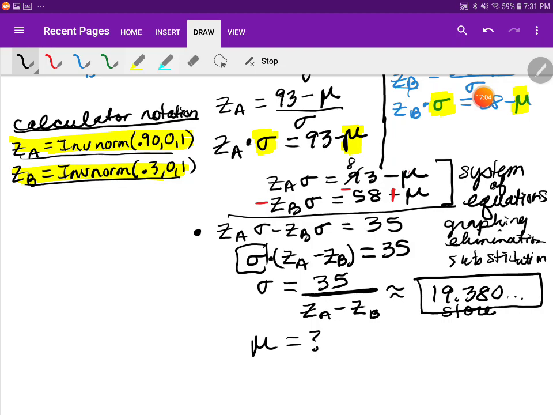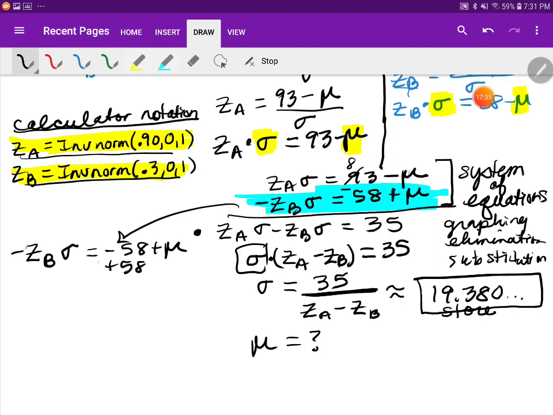So how am I going to find mu? Well, do you have any equation that has two letters? So let me highlight this in blue for you. This one's kind of nice. This one has a mu and it's a positive mu. So I'm thinking I like that one. So over here I have negative ZB, which I have stored as B, times sigma, which I have stored as S, equals negative 58 plus mu. So add a 58 to both sides, and I get 58 minus ZB times sigma equals mu.